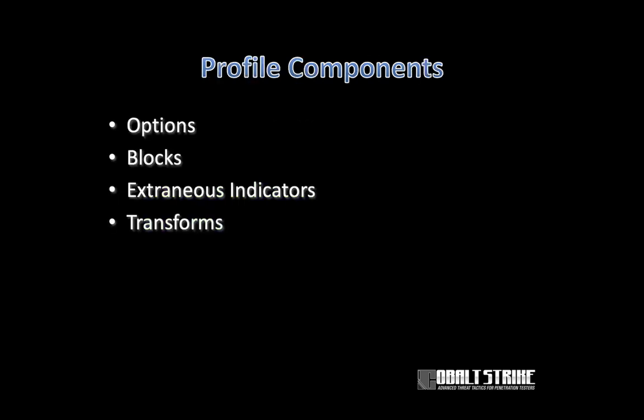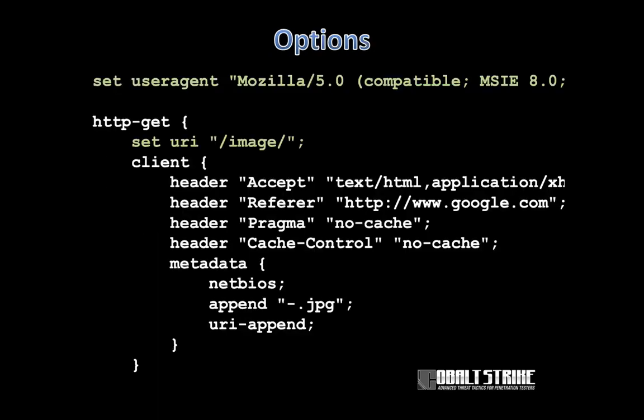Think of Malleable C2 as a mini programming language. And these malleable profiles have 4 components: options, blocks, extra indicators, and transforms. An option is the set keyword followed by a key. In this case, the key is user agent and a value.